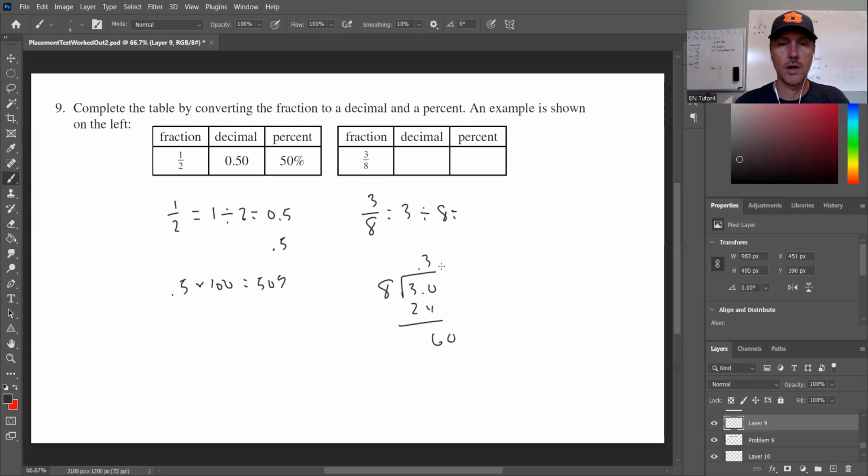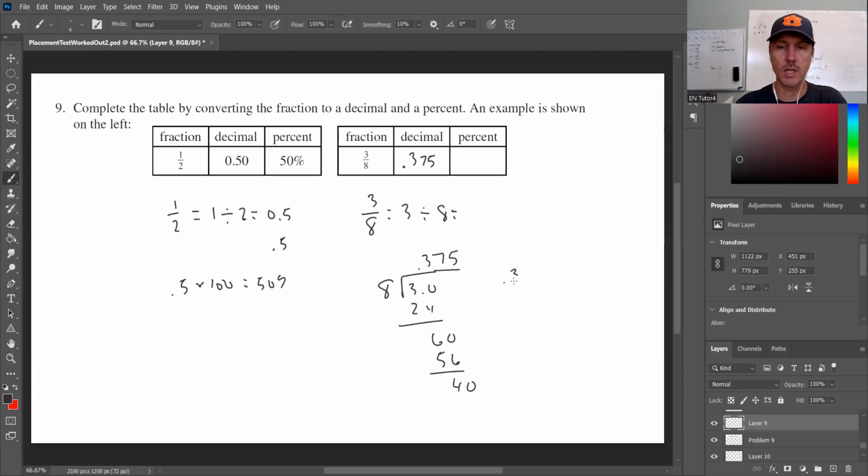Add another 0 on there. 8 will go into 60 7 times. So 8 times 7 is 56. 60 minus 56 is 4. Add one more 0 so that we can actually divide evenly into the number. So 8 will go evenly into 40 5 times. And so now we're done. So the decimal representation of 3/8 is going to be 0.375.